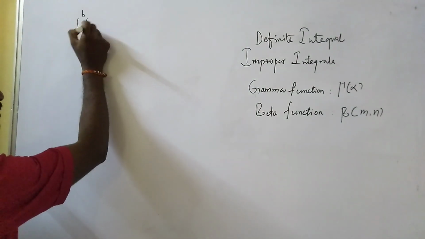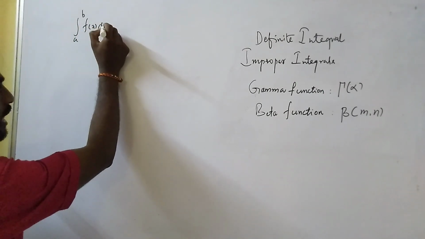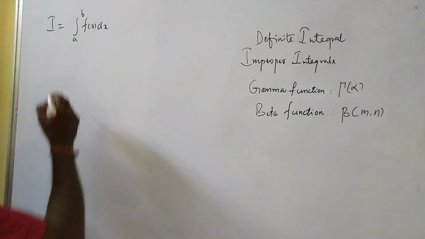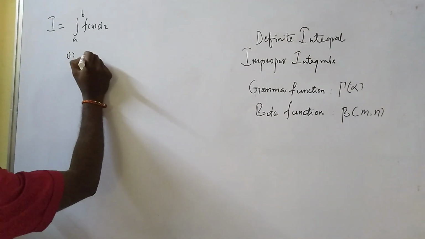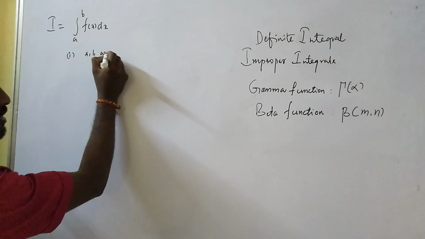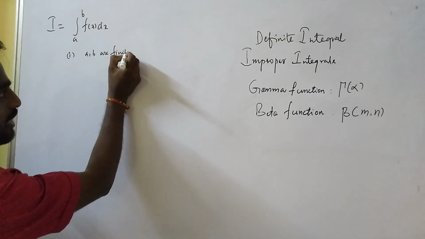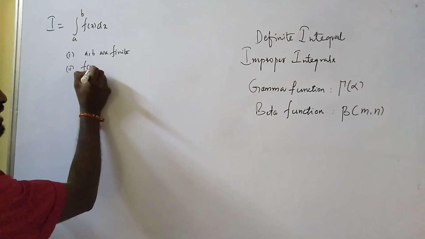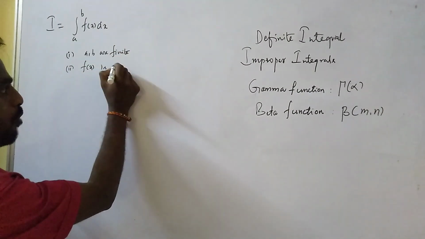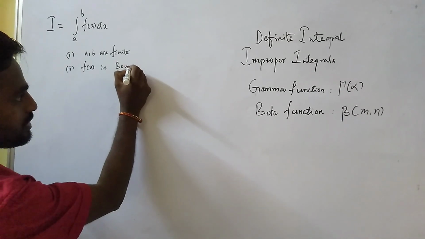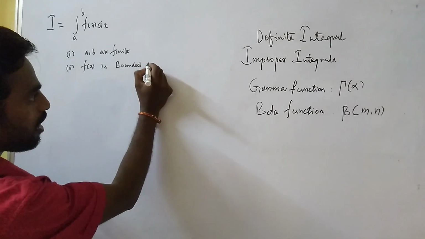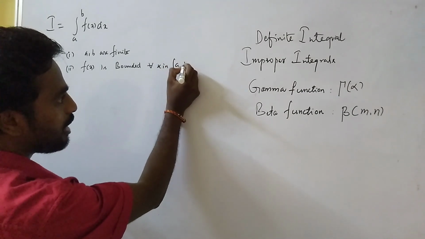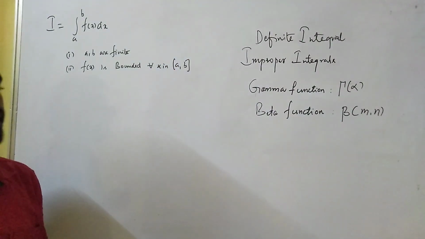a to b f of x dx is one integrand. Okay, I equal to integral a to b f of x dx. So in this case, the limits a comma b are finite, and the function f of x is bounded for all x in the given interval a comma b.